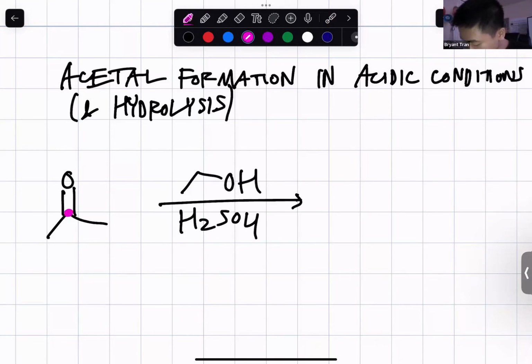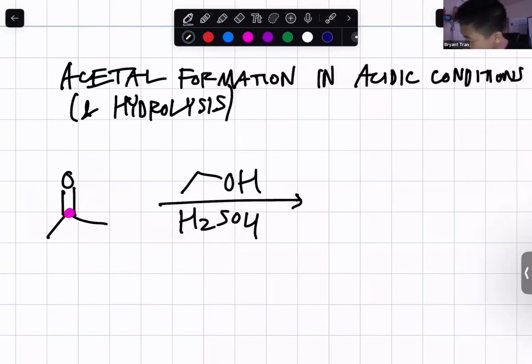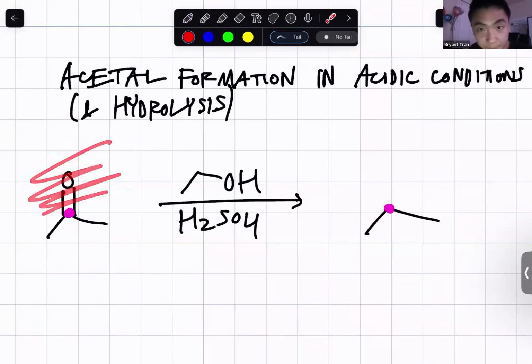Here's how you're going to predict the product quickly. Find the carbonyl carbon, which is this pink carbon here that I color coded. The carbon double bond oxygen is not going to be there anymore in the product. It's going to go away. Right, so let me draw out that backbone and that pink carbon right there. The carbonyl is not there anymore.